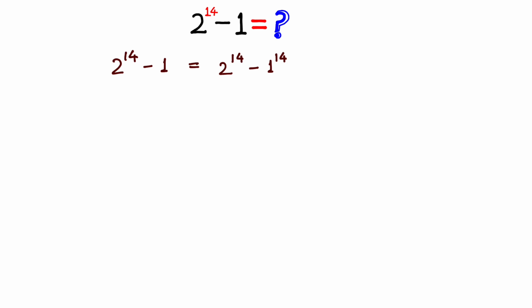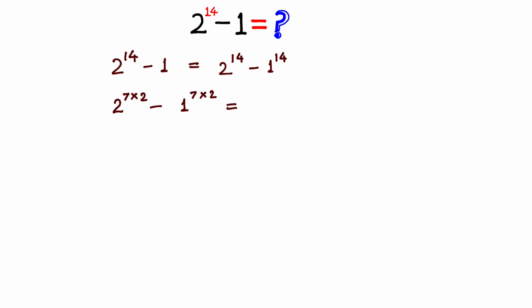Now students, can we write 2 raised to the power 7 multiplied by 2? So 14 can be broken into 7 multiplied by 2. This is what I have done here. And then minus 1 raised to the power 7 multiplied by 2.